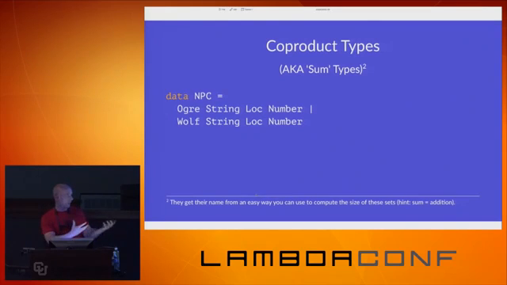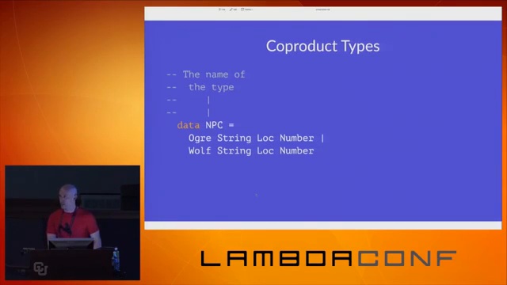And in this particular case, I'm creating a set called NPC that's either going to be one thing or another. It's a non-player character. It's going to be an ogre who has a name and a location and maybe a health, or it's going to be a wolf who also has a name and a location and health. And every NPC is either going to be an ogre or a wolf, just like every food item, my initial example, was either going to be eggs or coffee. And every happiness was either going to be happy, neutral, or unhappy.